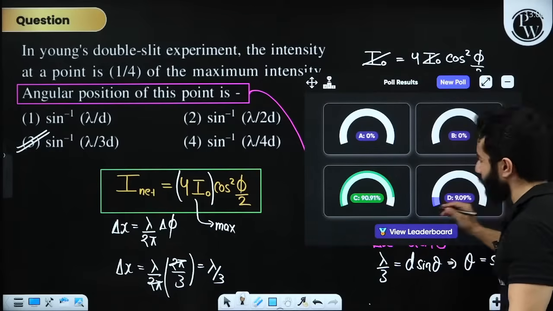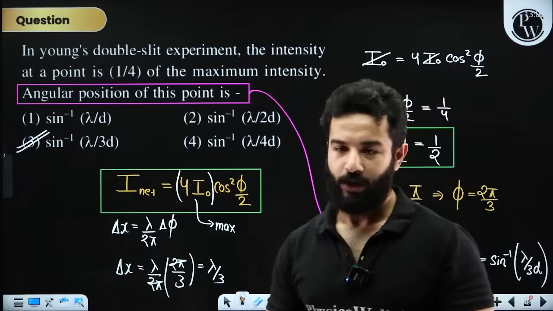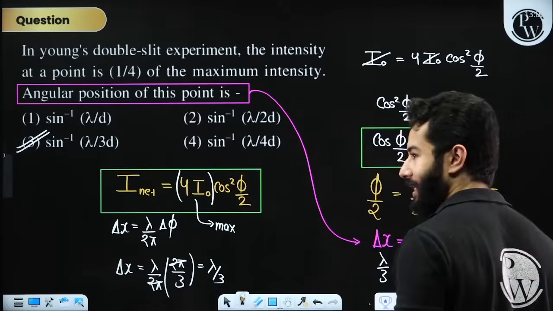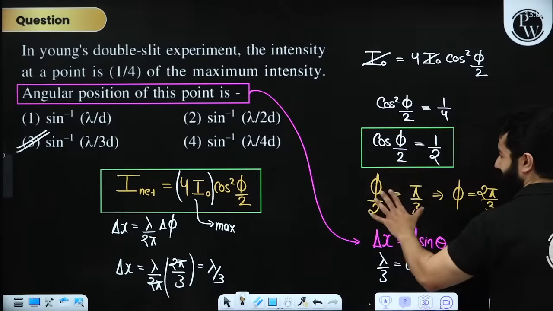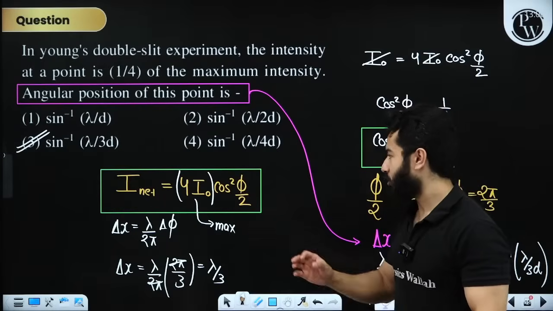Very, very good. Some of you have also thought it's going to be fourth. If you have any doubt, do let me know. Clear? Lambda by 3d. Fine. Everything is sorted. Let me quickly give you a revision of this entire question.